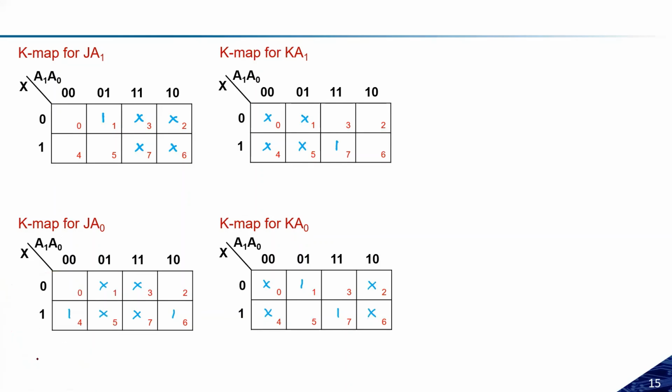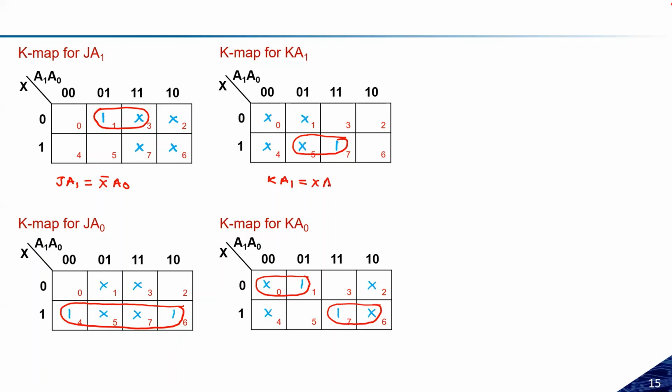Okay, now let us try to make pairs. In this one, I can make a pair with this. If you see here, I can make a pair with this one. Here I can make a quad over here. This is possible. And here I can make 2 pairs. So if you try to see here, JA1 is nothing but X bar A0. KA1 is nothing but X and A0.